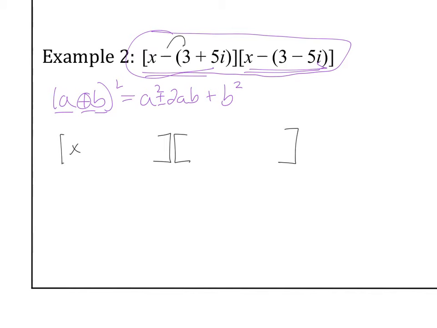I'm going to take this negative sign and distribute it. So I have an x minus 3 minus 5i. And then I have an x minus 3 plus a 5i. So the very first thing I'm going to do is take this negative sign and distribute it to the different parentheses that are within those parentheses to get these new expressions.